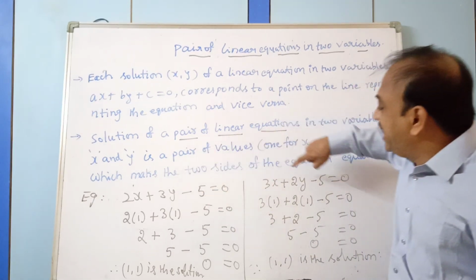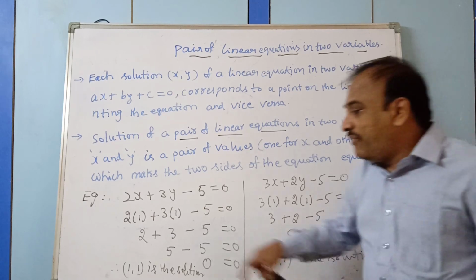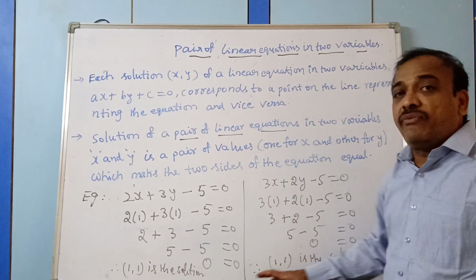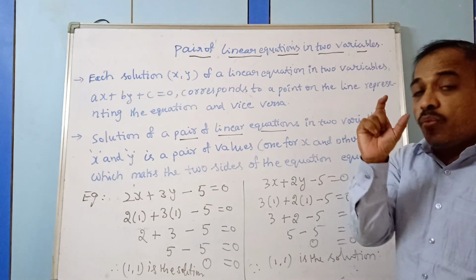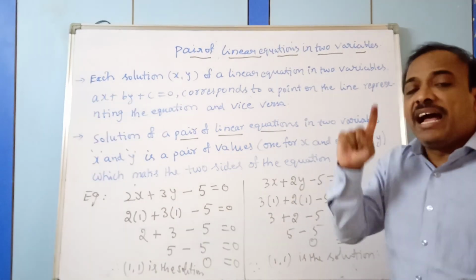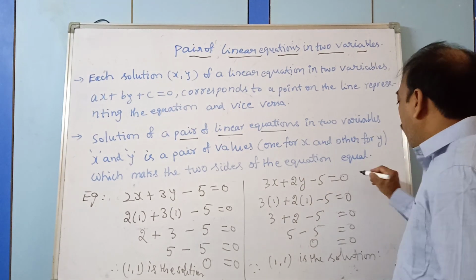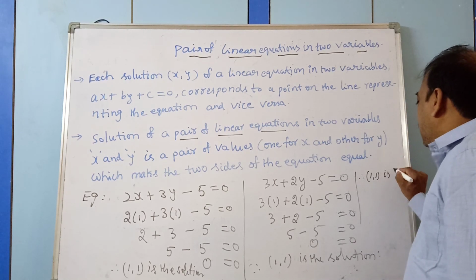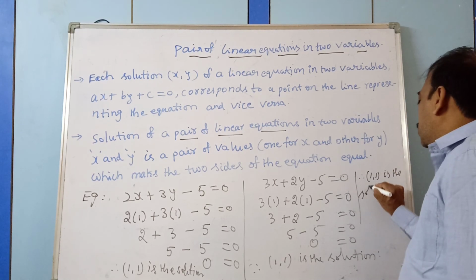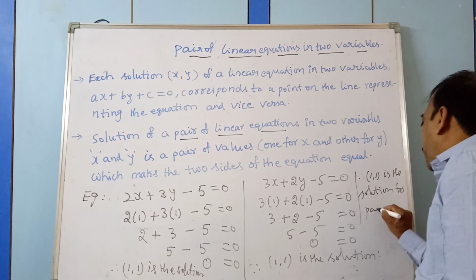So a pair of linear equations in two variables having the solution 1 comma 1. One is for x, another one is for y. So 1 comma 1 is the solution for both. Therefore 1 comma 1 is the solution for the pair of equations.